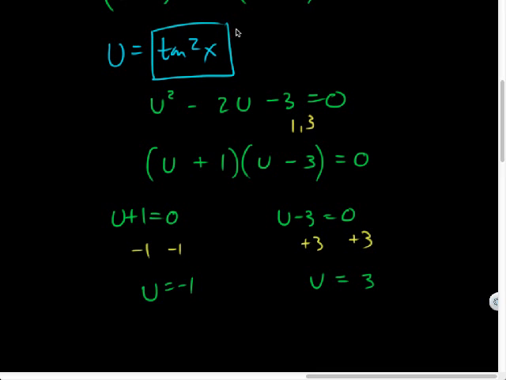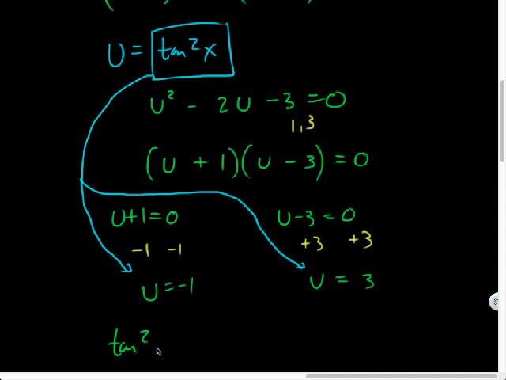So let's plug this u in here. Let's plug it into both of those. Bring this back in terms of tangents and x's. So tan squared x is equal to -1, or tan squared x is equal to 3.